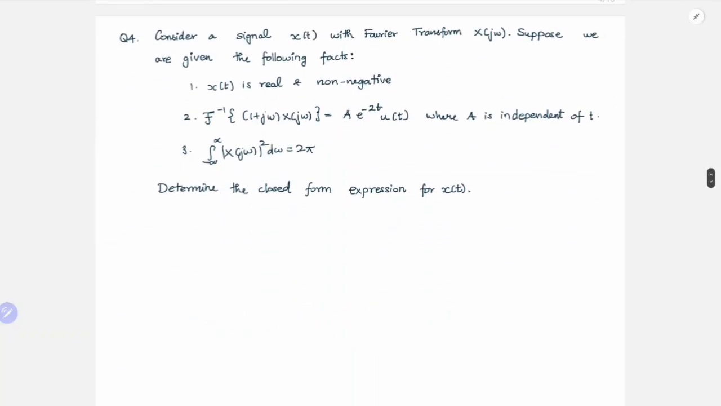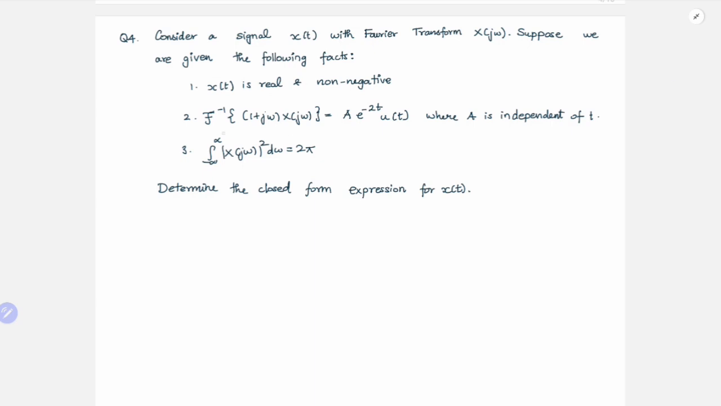Consider a signal x of t with Fourier transform x of j omega. Okay. Suppose we are given the following facts. The first fact is x of t is real and non-negative. And the Fourier inverse of 1 plus j omega x of j omega is nothing but a e power minus 2t u of t, where a is independent of t. Basically a is constant. And we have the integral from minus infinity to infinity of mod x of j omega whole square d omega equal to 2 pi. Or if we bring the 1 by 2 pi this side, the total energy of the signal is 1. So they are asking us to determine the closed form expression for x of t.